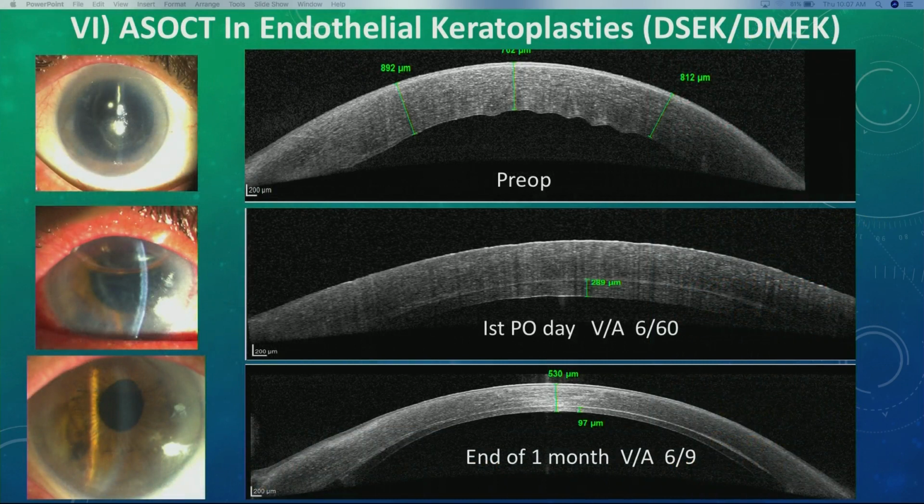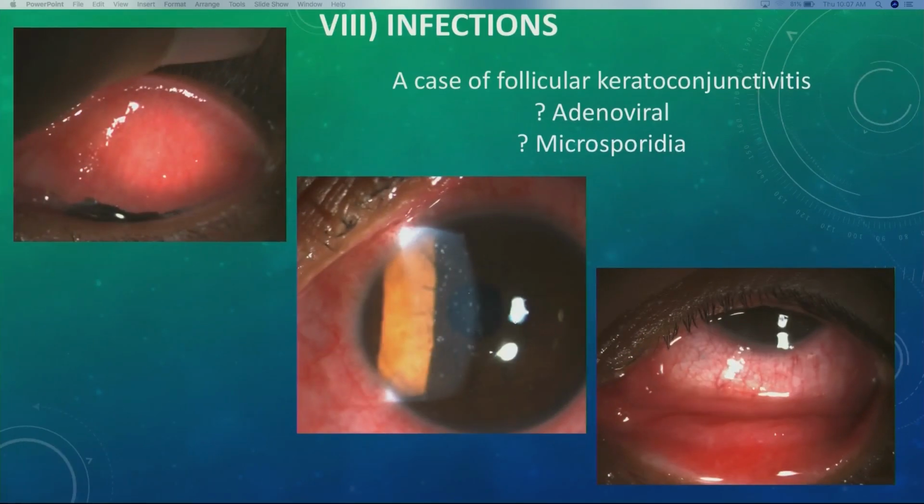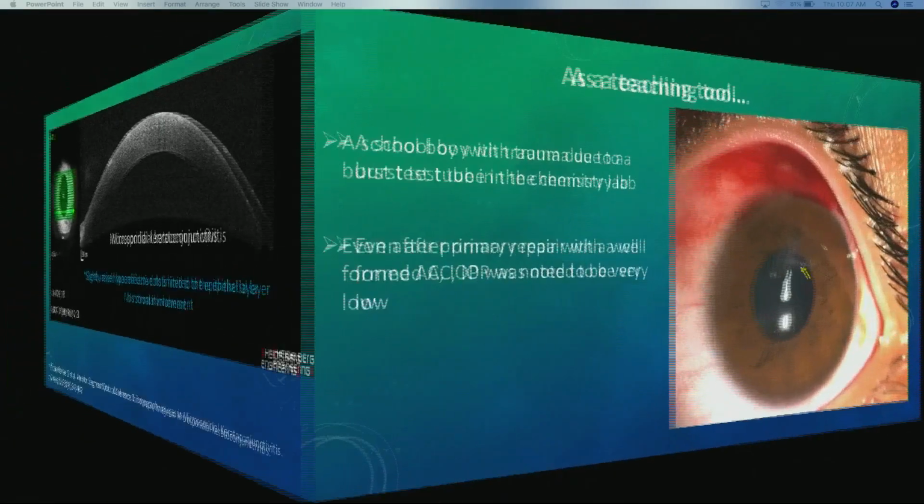Endothelial keratoplasty is a full topic in itself, where it is used intraoperatively to see the orientation of the scroll, postoperatively to see your graft attachment and centration, and also to follow up. For example, in this patient, the graft thinned subsequently, and one could make out that the patient will do well. It has been used various times in cases of infections, specifically in microsporidial keratoconjunctivitis, where it has been shown to have slightly raised hyperreflective dots, vis-a-vis adenoviral conjunctivitis, where it is subepithelial.